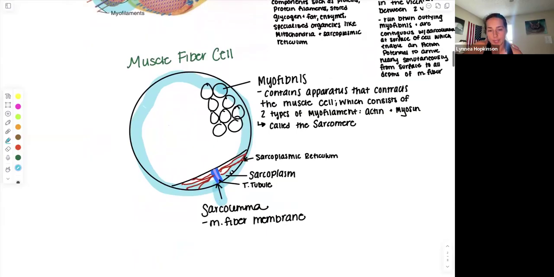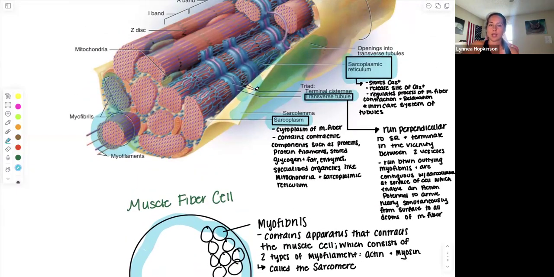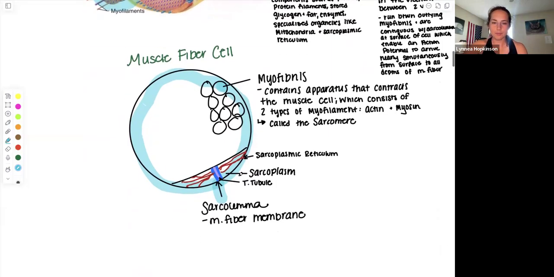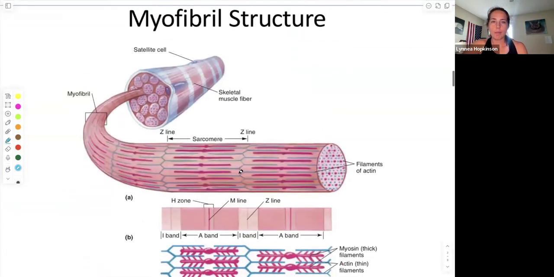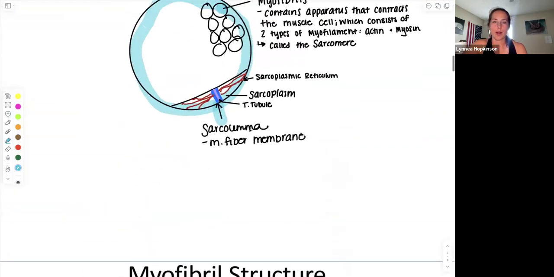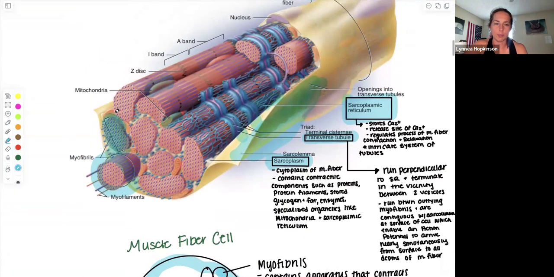So here you can see I drew that sarcoplasm right here, as if this line is essentially the sarcolemma peeled back, if that makes sense. So then moving on into our myofibril structure, right? This is going to be looking at these little guys here, blown up.